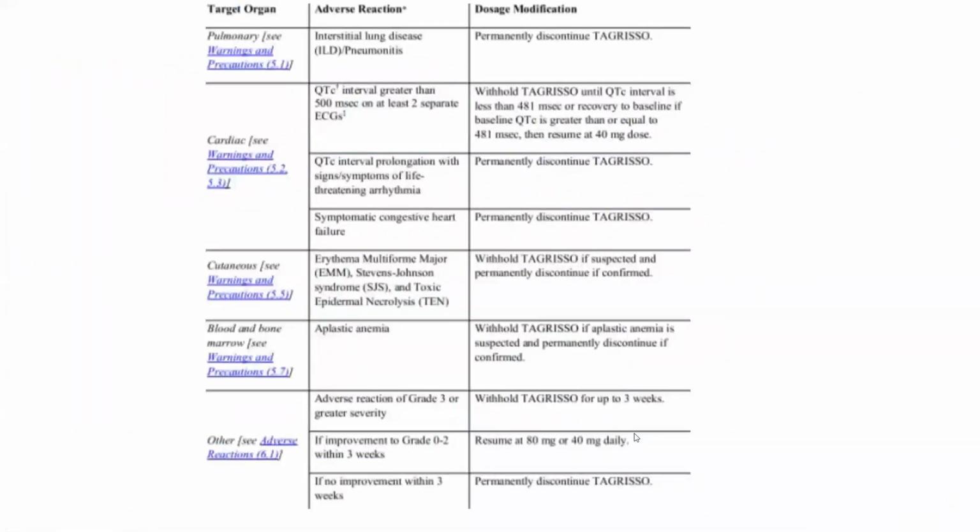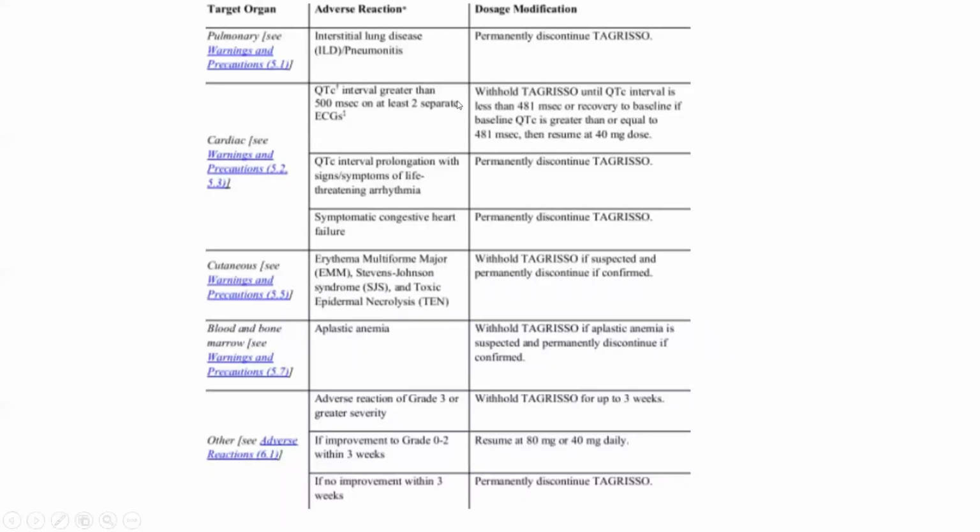So in general, the rule of thumb is if the patient is having any grade 3 or grade 4 reaction, we withhold the drug for 3 weeks. And then once that has improved to grade 0 to 2 within 3 weeks, we resume at either 40 or at the same dose. But if there is no improvement within 3 weeks, we permanently discontinue the drug.